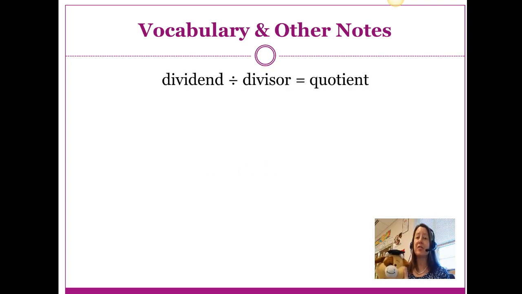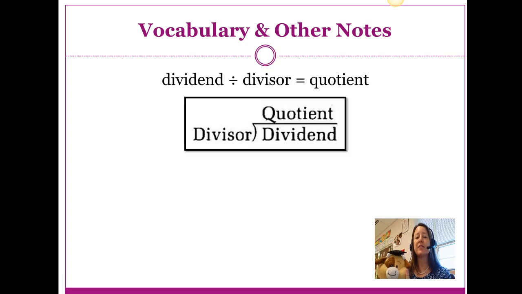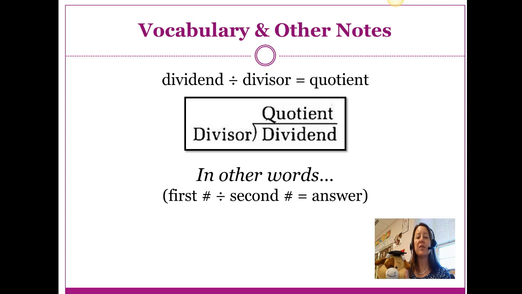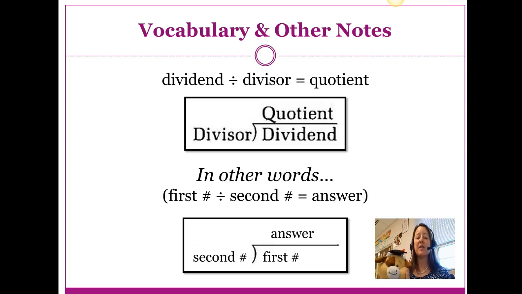The dividend, or the starting value, gets divided by the divisor, and it equals the quotient. The dividend is the first number. The first number always goes inside the bracket. The divisor is the second number. The divisor is on the outside of the bracket, and the quotient will go on top. Or in other words, the first number divided by the second number equals the answer. The first number goes on the inside, the second on the outside.